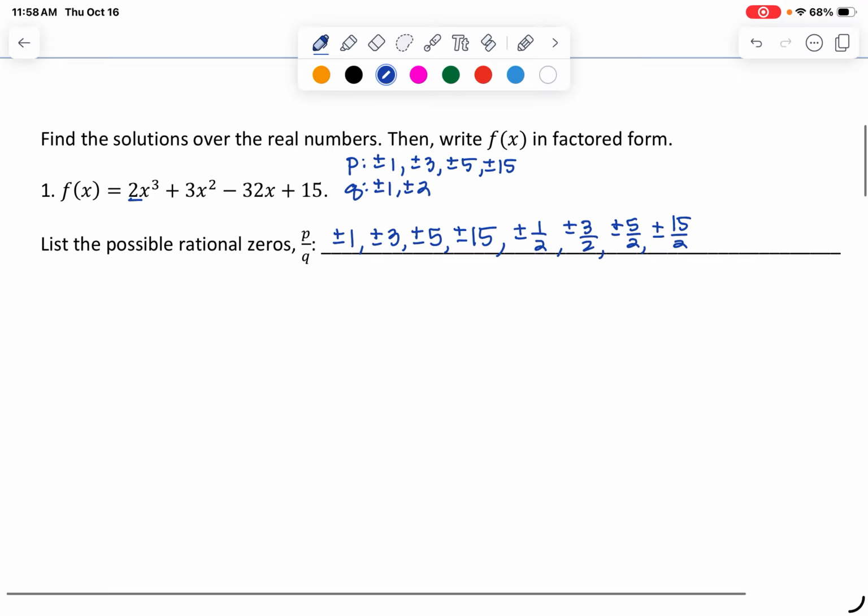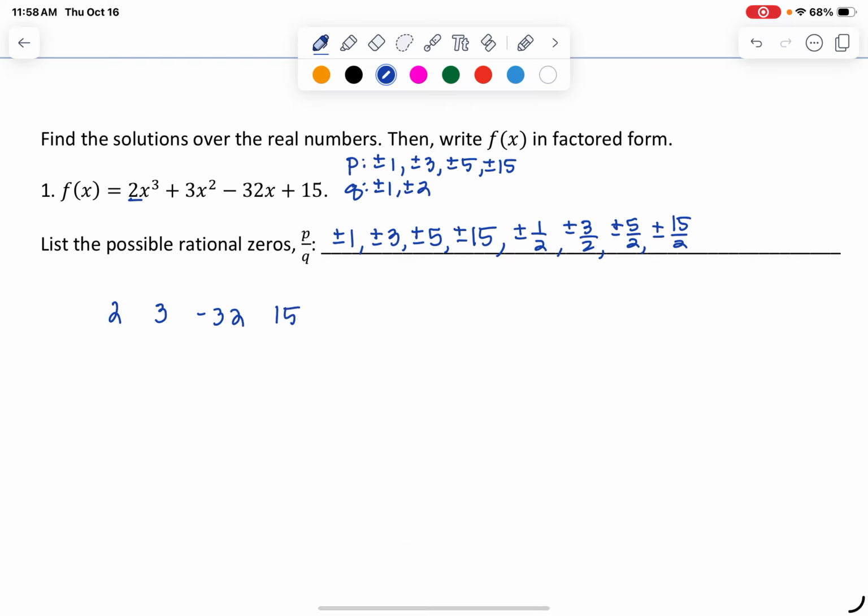I'm talking too much. All right, so I'm going to write my coefficients. I have nothing missing, no missing terms. So I have 2, 3, negative 32, and 15. I think this is one of the most important parts, is writing out those numbers correctly. Because if you test 16 numbers incorrectly, you just wasted a bunch of time.